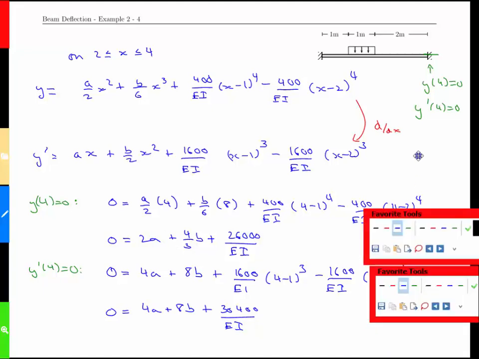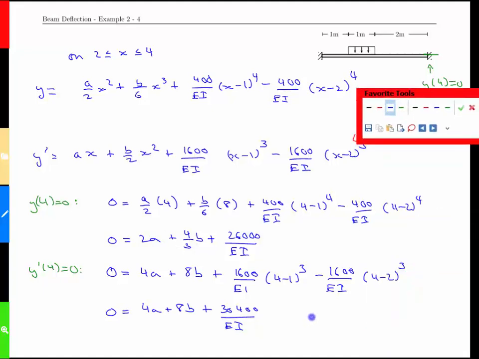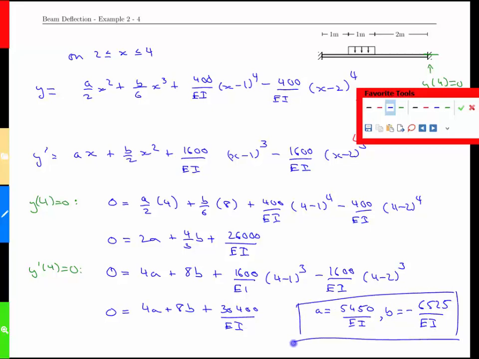We can fairly straightforwardly solve those. Won't demonstrate that here, but you'll end up with a is 5450 over EI, and b is equal to negative 6525 over EI. And that produces the two coefficients that we need to complete our model, or our function that describes the shape of this beam.